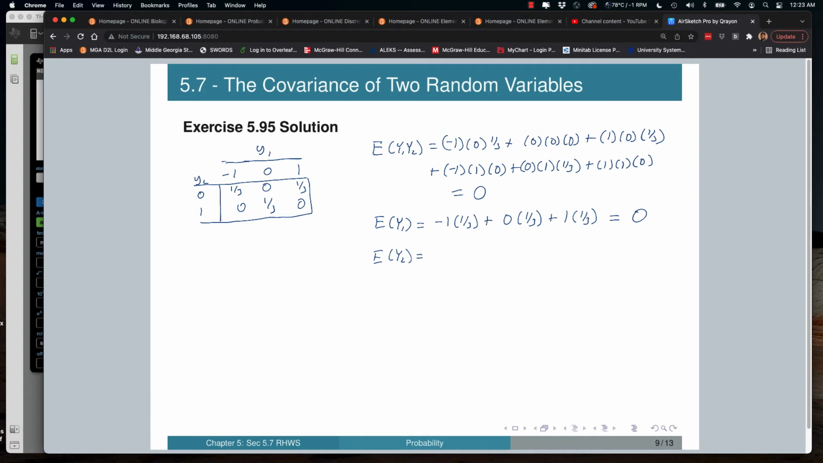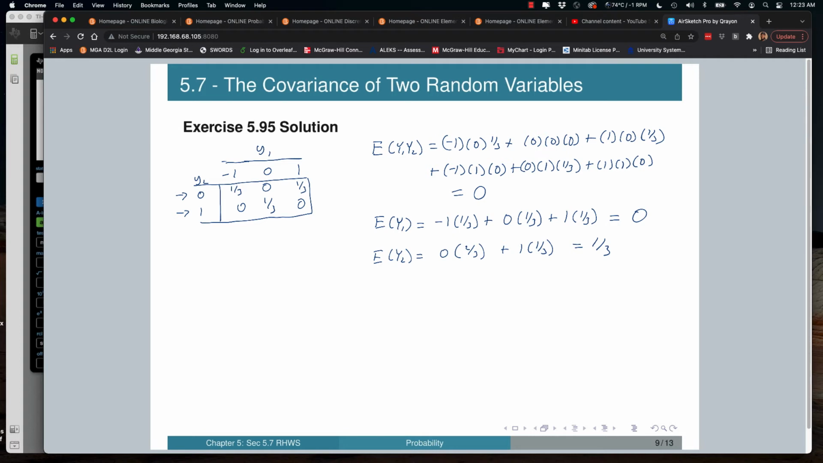This is a weirder table than the ones we've seen before, or different. It's not as uniform as some of the ones we've dealt with. So this time we're doing the rows, so we do 0 times 2/3 plus 1 times the row total of the second row, which is 1/3, and so this just turns out the expected value of y sub 2 is 1/3.